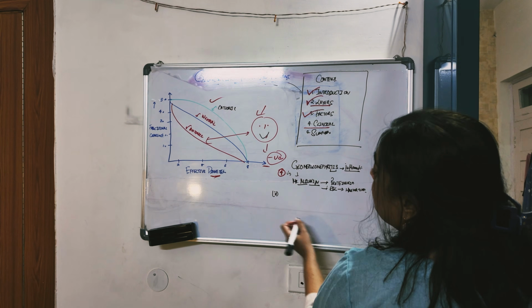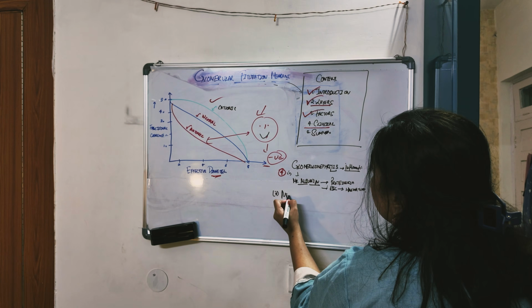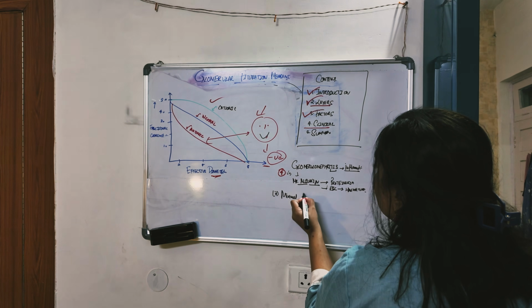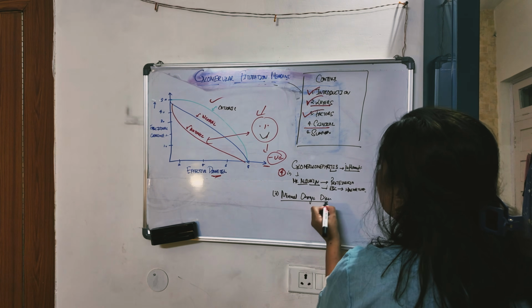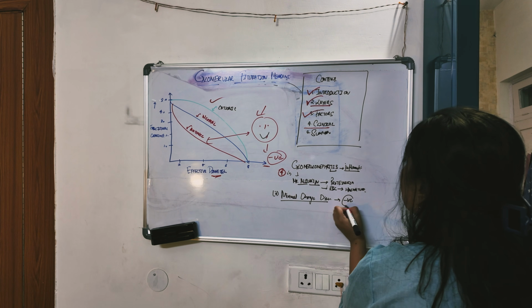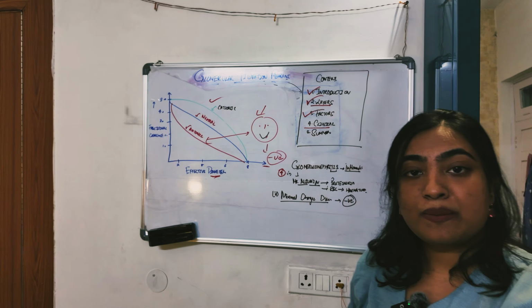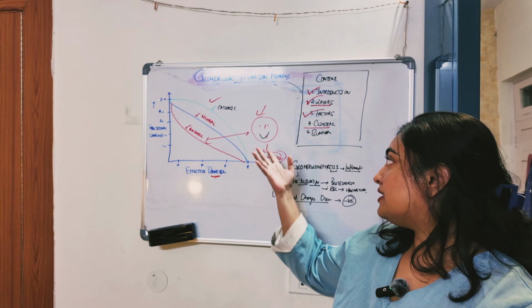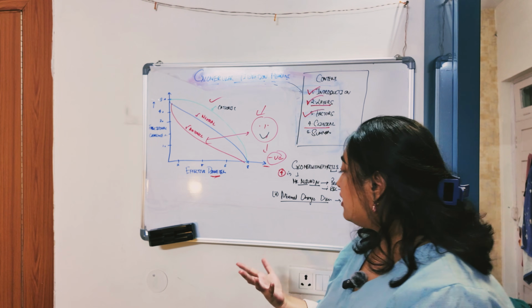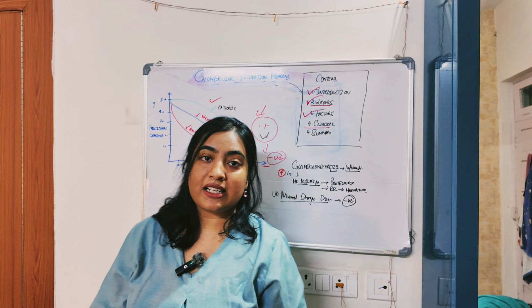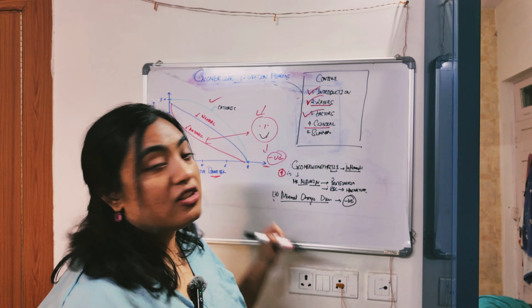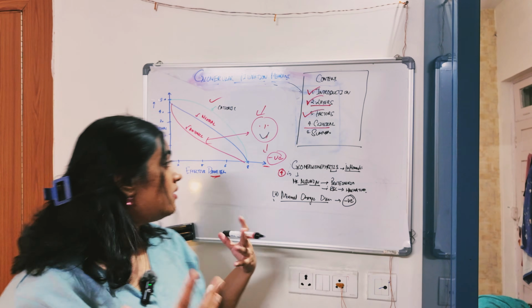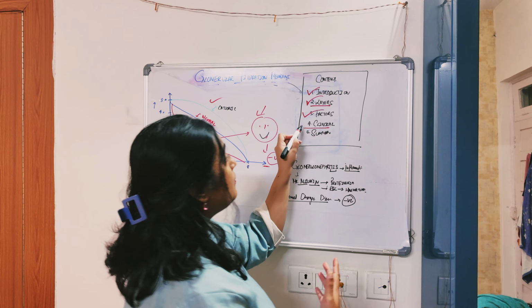What could be the second condition? Minimal change disease. Here the problem is in the negatively charged glycoproteins which line the membrane. So again Mr. Albumin gets a pass. So here also proteinuria will be there, selective proteinuria. So these are the two conditions, just to give you a perspective of how this membrane is so important.